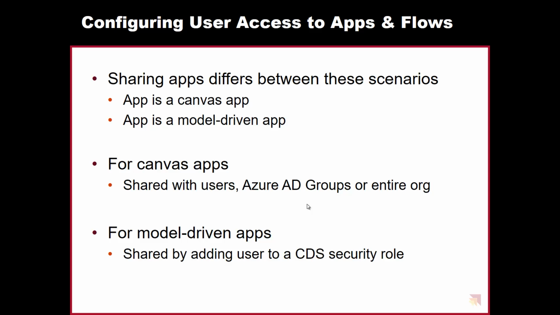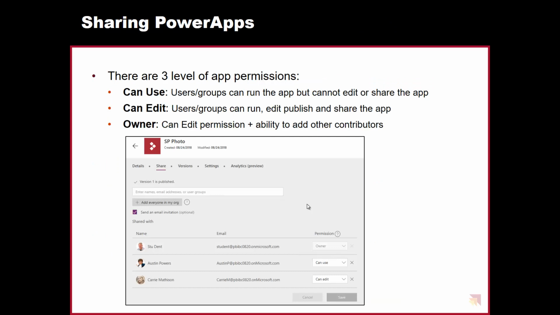For Canvas apps, we share them with the users in our Azure Active Directory organization. We can share them with groups, or with the entire organization. For model-driven apps, the way that you share them is by going to the security configuration for the environment with the CDS roles, and you add users into a role that gives them permissions to get to the model-driven app. Okay, let's focus on Canvas apps over the next couple of slides.